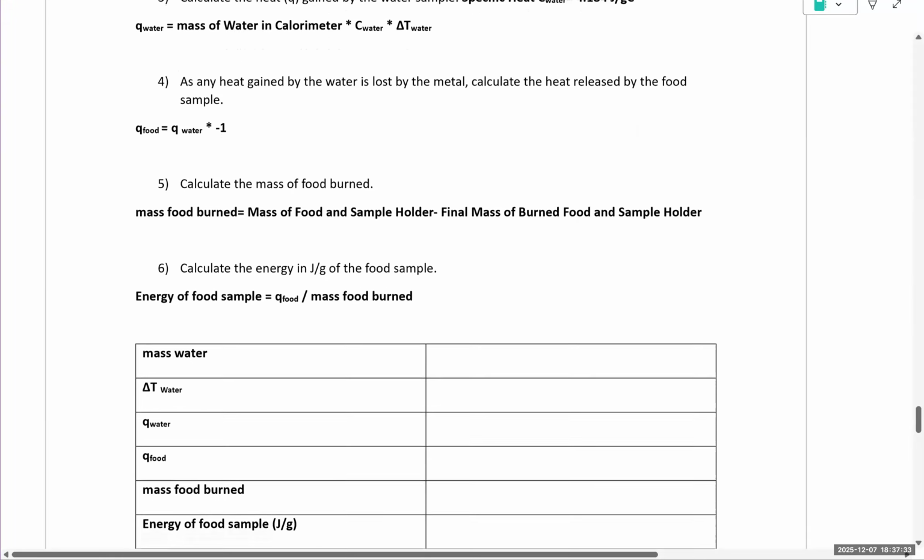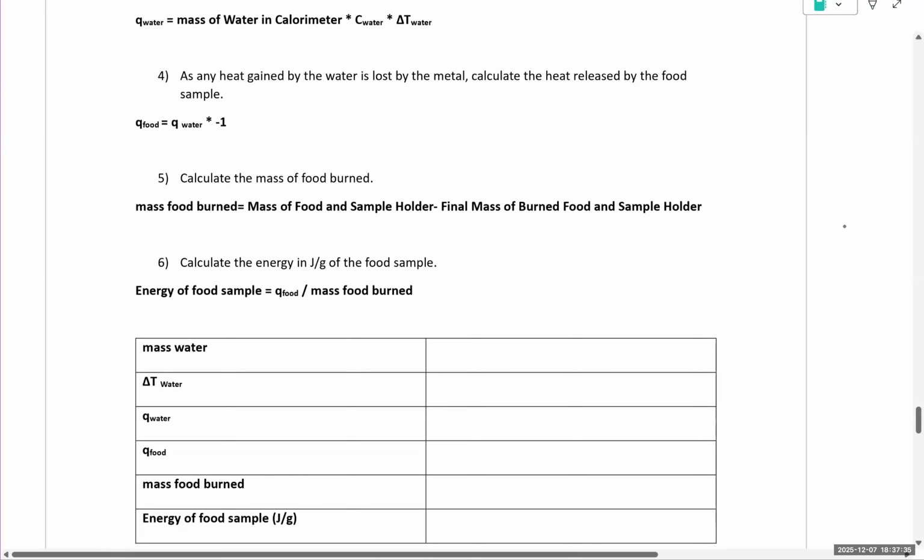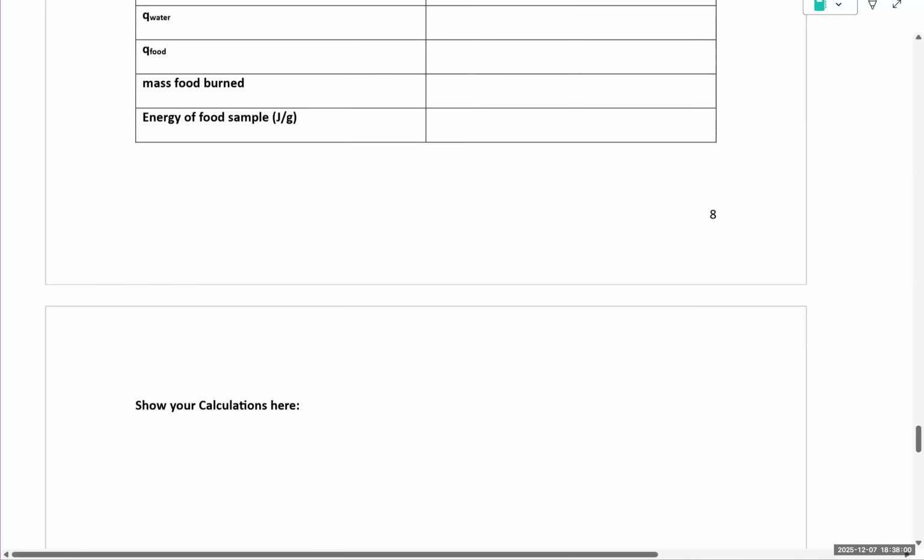To calculate the mass of food burned, we're going to take the mass of the food and sample holder minus the final mass of the burned food and sample holder. The change in mass is how much food sample was burned and reacted. We're then going to calculate the energy in joules per gram of the food sample by taking the heat released by the food sample divided by the mass of food burned. Okay, so those are our marching orders.